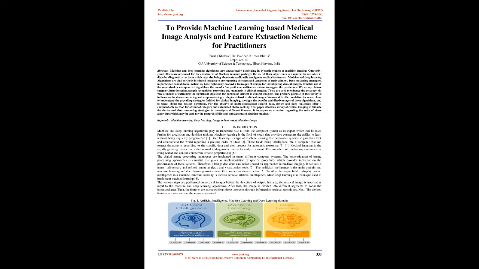Machine and deep learning algorithms are vital methods in clinical imaging to predict the signs and symptoms of early ailment. Deep learning strategies, in particular convolutional networks, have rapidly evolved a technique of unique for investigating clinical images. It makes use of the supervised or unsupervised algorithms, the use of some particular well-known dataset to suggest the predictions. We survey image classification, object detection, pattern recognition, reasoning etc. standards in clinical imaging. These are used to enhance the accuracy by extracting the significant patterns for the particular ailment in clinical imaging.